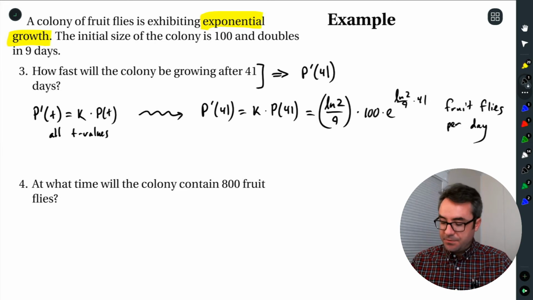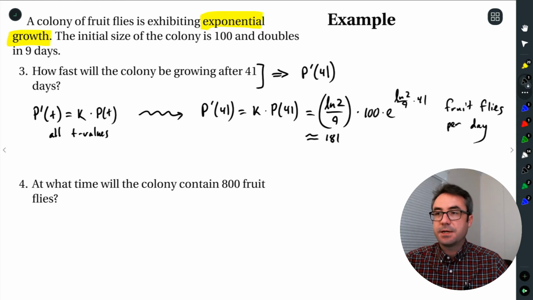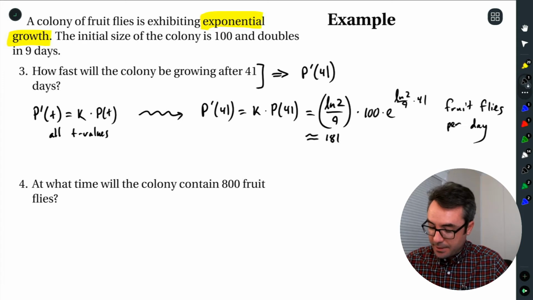So what this value is saying here is, if we calculate it out, this is approximately equal to 181 fruit flies per day.